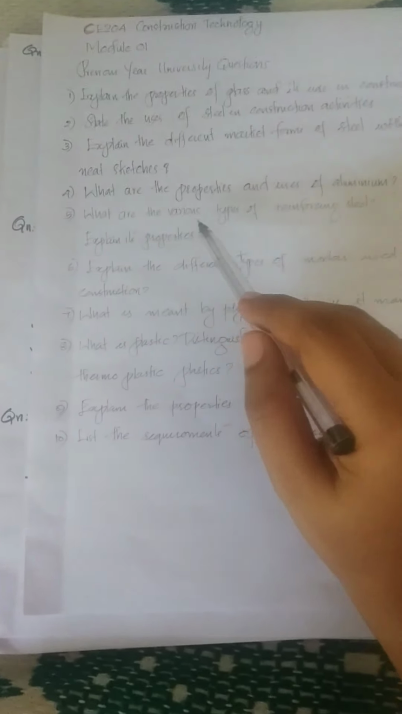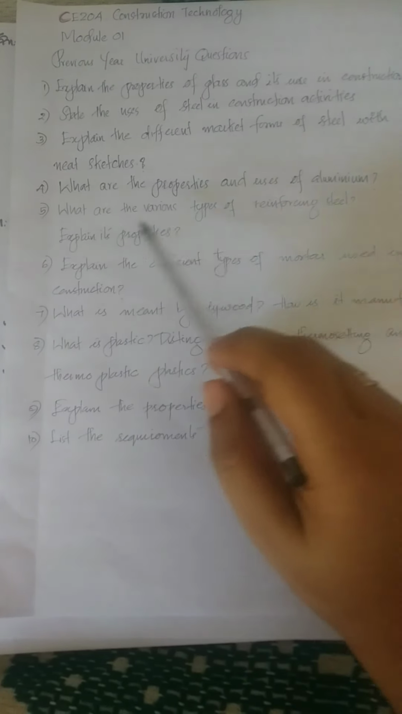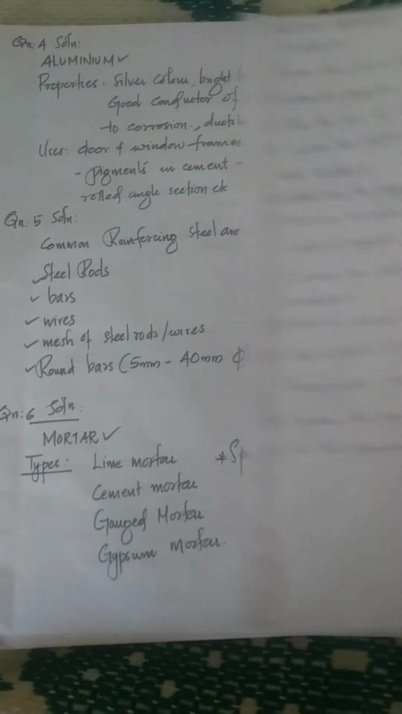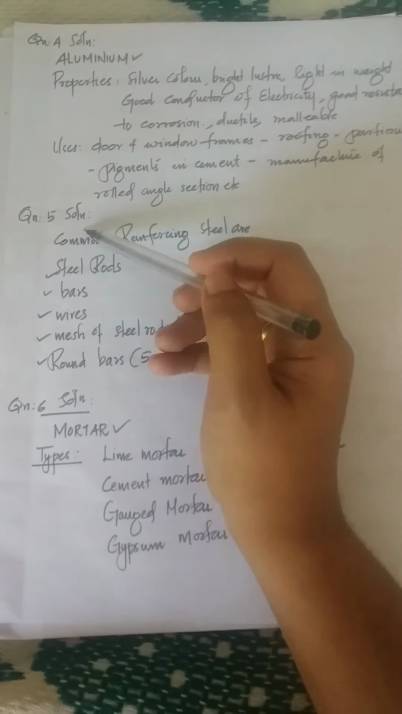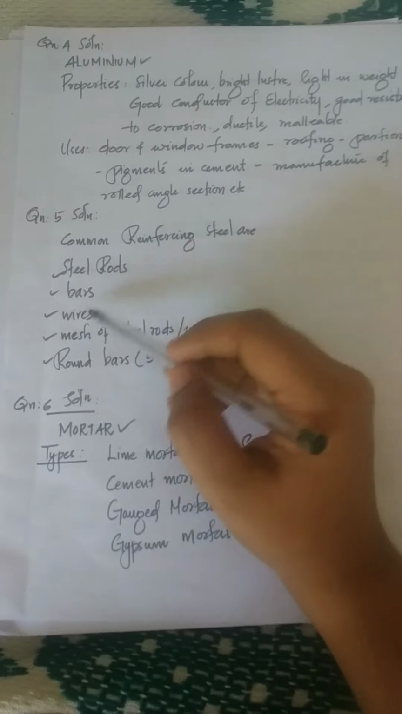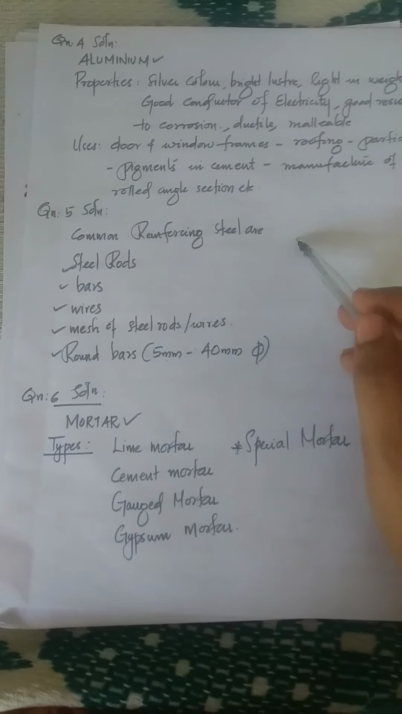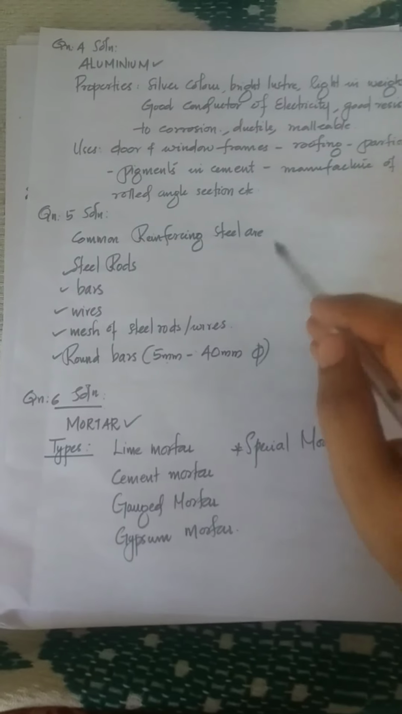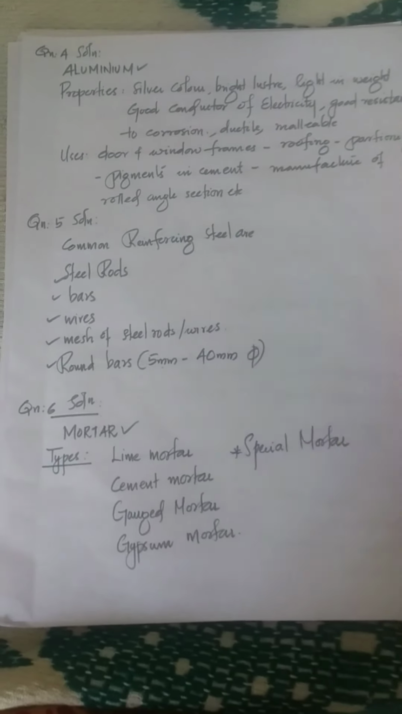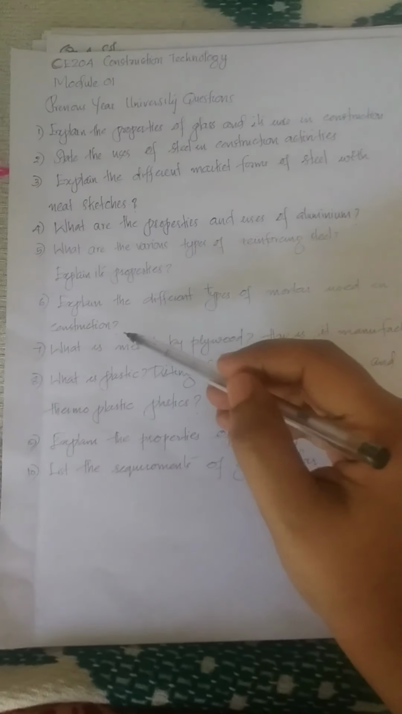Moving on to the fifth question: what are the various types of reinforcing steel and explain its properties? The steel used in reinforcement may be of rods, bars, wires, mesh, or round bars. Usually the diameter varies from 5 to 40 mm. You need to draw the diagrams also to get the maximum marks. It was asked for 7 marks.